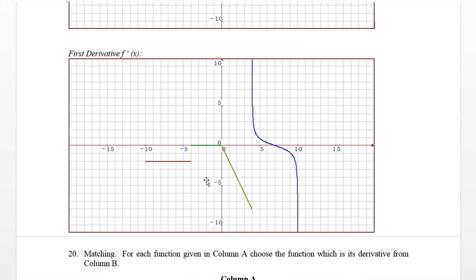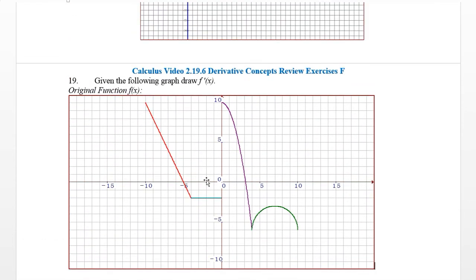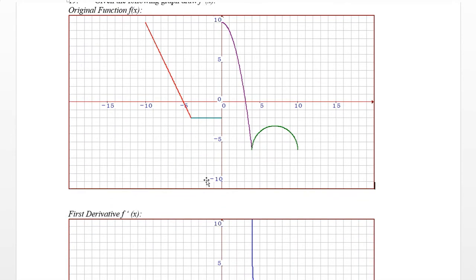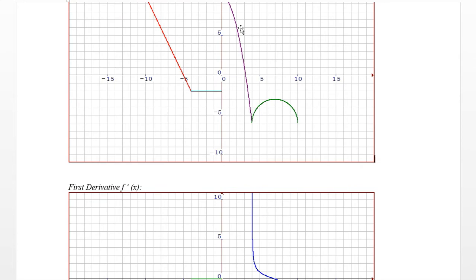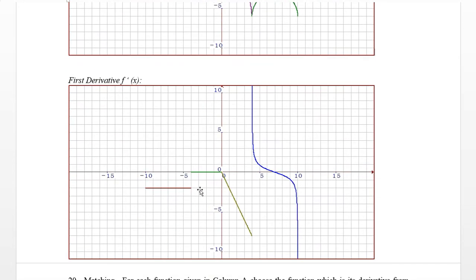Okay? So if you have a graph like this, you should be able to determine some of the characteristics that the derivative graph would have. Maybe even draw it in by estimating the derivative at several points.